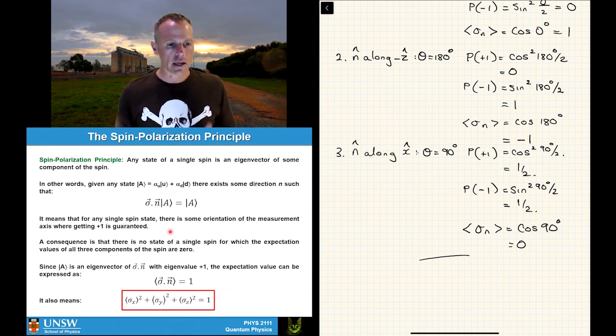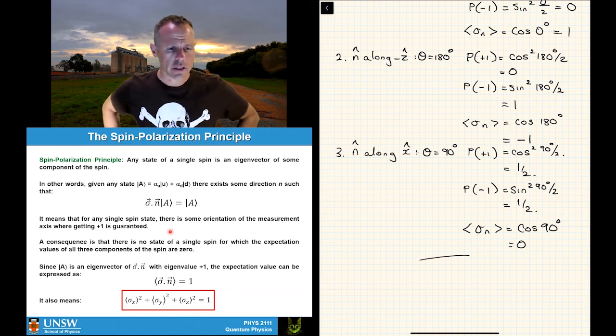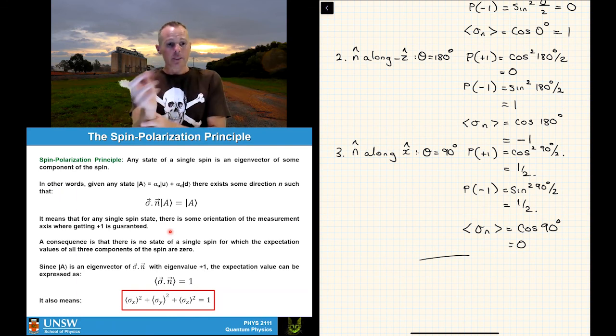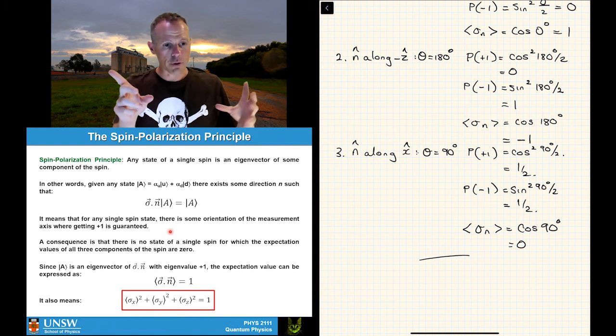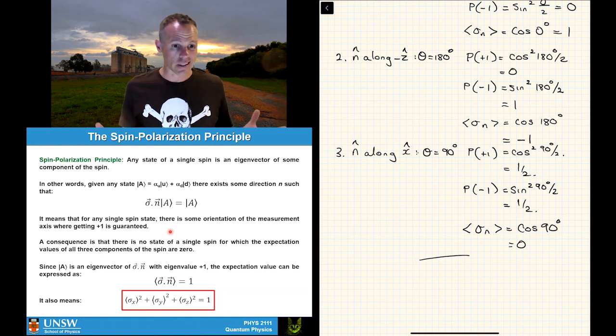What that means is that for any single spin, there's some orientation of the measurement axis where getting a +1 is guaranteed, right? And so there's a consequence of that, which basically means that there's no state for a single spin for which the expectation values of all 3 components of the spin are 0. Okay, what this means is that if I've got a single spin, that spin has to point along some direction. And that means that if I work out what the expectation value is for the 3 different components, those have to be finite and end up adding to 1. And specifically, they can't all be 0. They can only be 0 if the spin doesn't exist anymore.